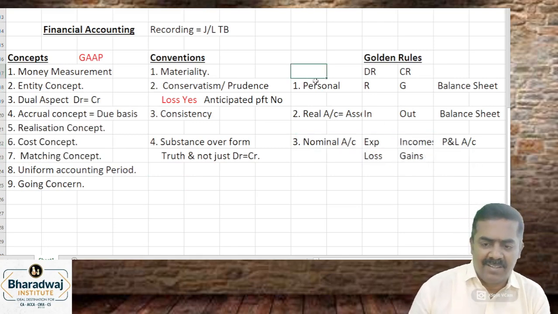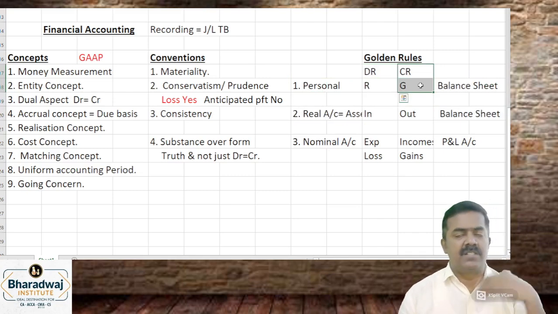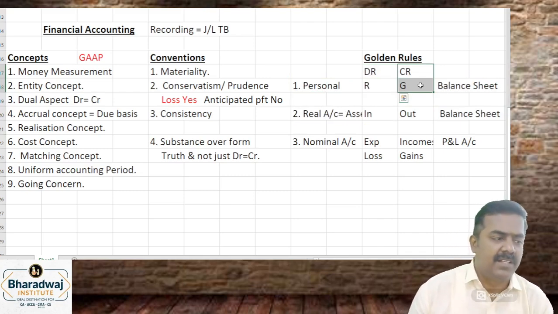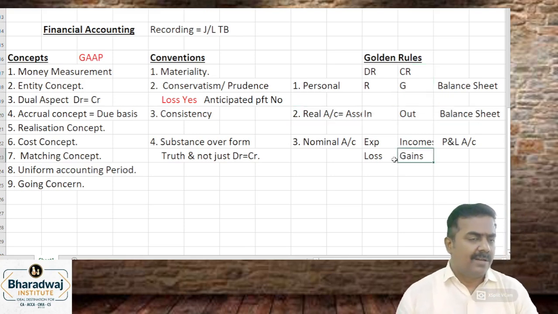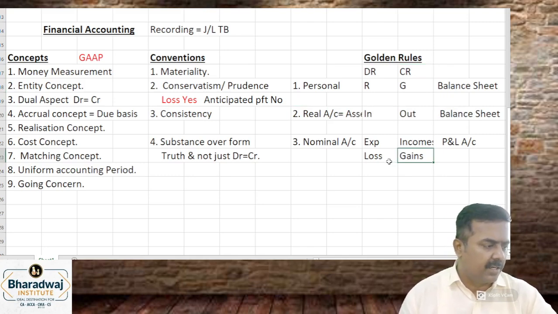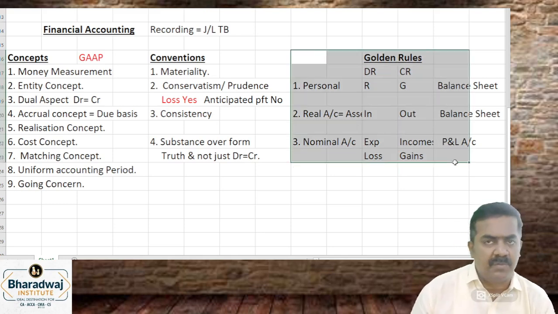P&L account. Of course. Whatever is paid to a person will be an asset. Whatever is received from a person to be repaid is a liability. Real accounts are recorded in which one? Balance sheet, asset side. So these are the golden rules that we follow.